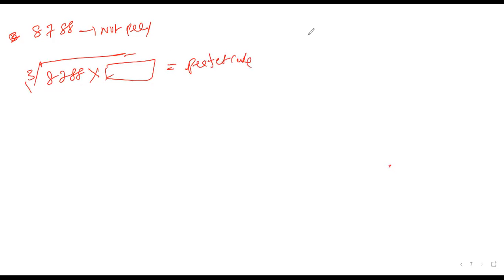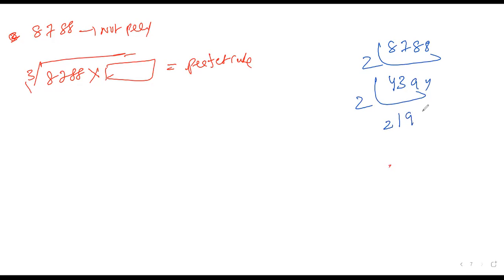What is the number? Better I should take LCM. 8788. You have to go with the two table: 4 2s are 8, 2 3s are 6... Sorry, it is not, the two table is not possible. Sorry for the interruption. The two table is not possible.